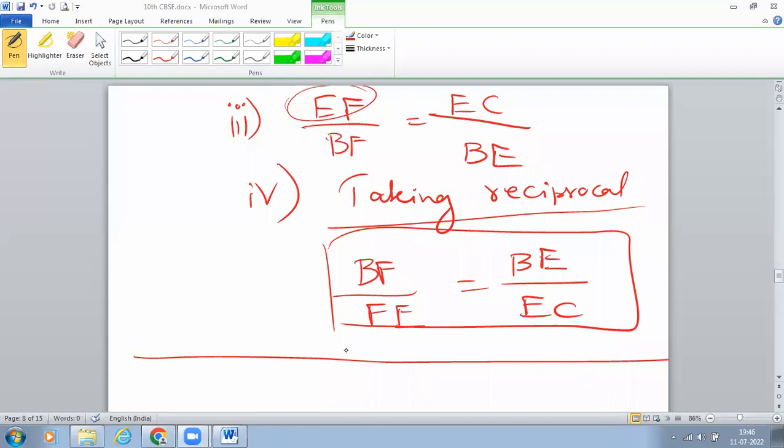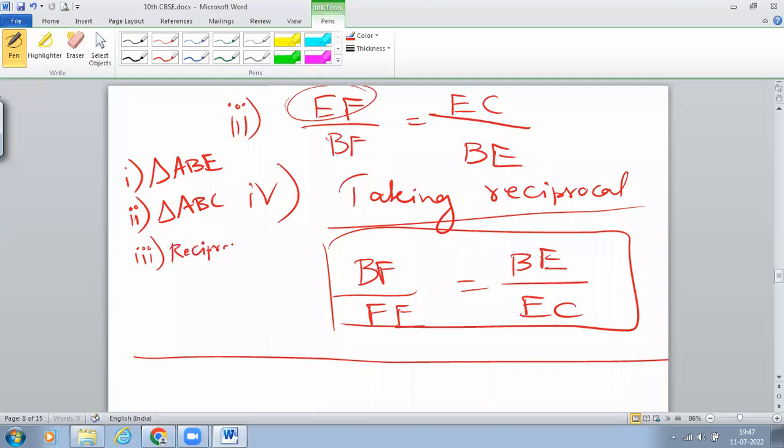So that's it. The hint is very simple. For this sum, first consider triangle ABE and apply Thales theorem. Second, consider triangle ABC and apply Thales theorem. From these two steps you will get two equations, in which one of the sides will be equal, so we equate the other sides. The last thing, after equating the two equations, is to take the reciprocal. That's it. So these steps will be needed to find the answer.